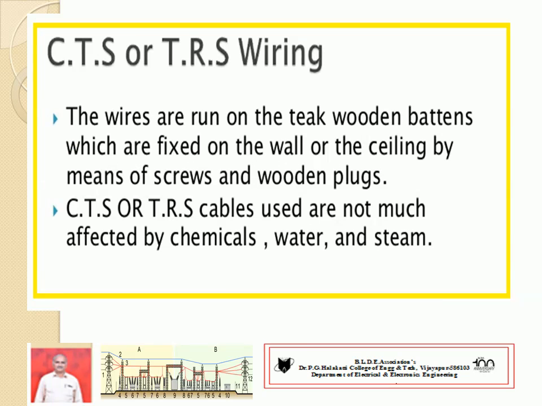In this type of wiring system, the wires are run on teak wooden battens. The teak wooden battens are fixed on the wall surface or ceiling by means of screws and wooden plugs. C.T.S cables are not much affected by chemicals, water or steam. The disadvantages of the wooden casing and capping system are overcome. It is a more suitable type of permanent wiring.